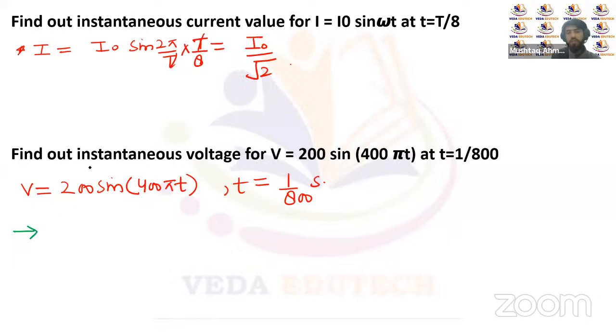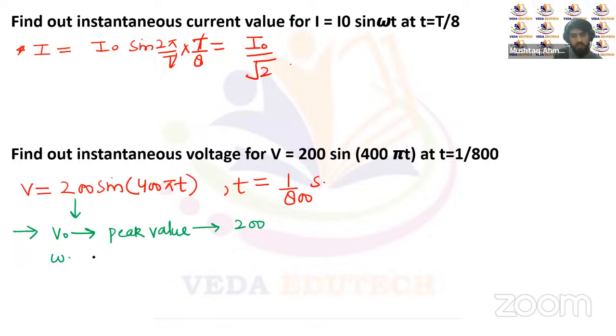Now, if we interpret this equation, the maximum or the peak value of this voltage is V naught. This is what we call the peak value, and that's equal to 200. So 200 is the peak value for this current.